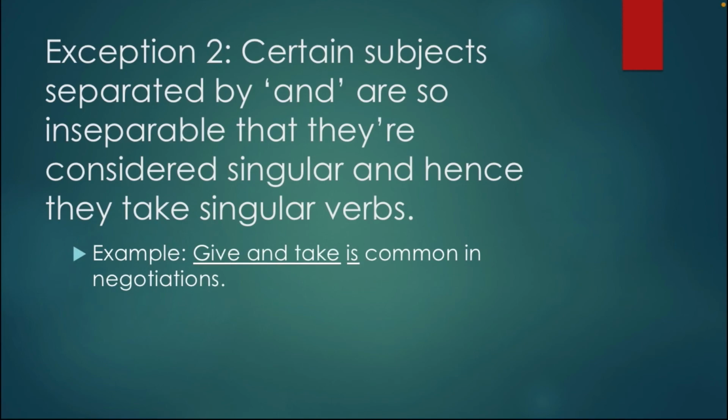For exception number 2, certain subjects separated by and are so inseparable that they're considered singular and hence they take singular verbs. For example, give and take is common in negotiation. So we have the words give and take, and the singular verb is. And another example is rarely has bread and butter not been served in the breakfast at our hostel. So we have bread and butter, and the verb there is has.